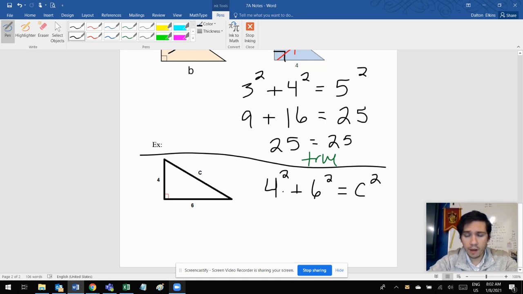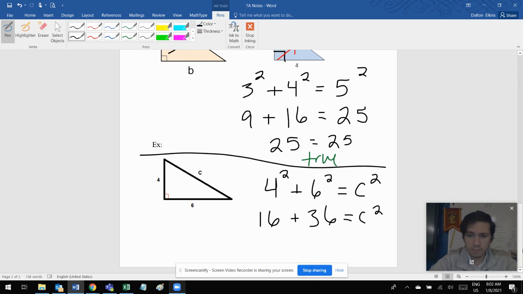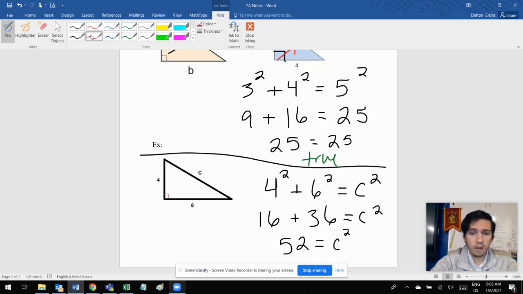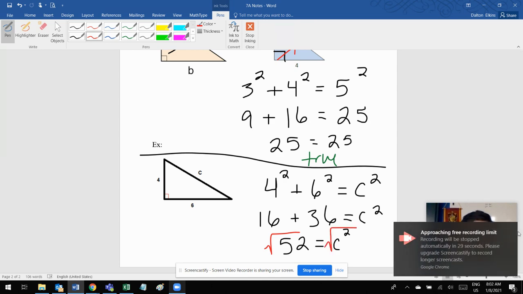So here's where I can go ahead and now solve and reduce things. So 4 squared is 16. 6 squared is 36. I can add these together. 16 plus 36 is 52. That's equal to c squared. Well, now I could find c. I have c squared. I want c. The way that I do that is by taking the square root of both sides.